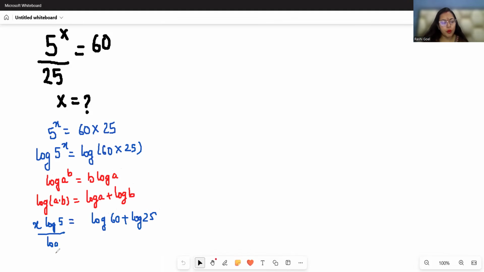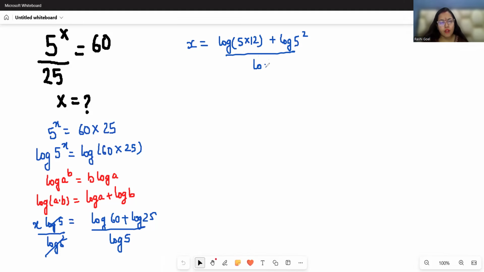Now I am dividing both sides by log 5. So this will cancel out. So x is equal to log 60, I can write it as 5 times 12, plus 25 as 5 squared, all divided by log 5.